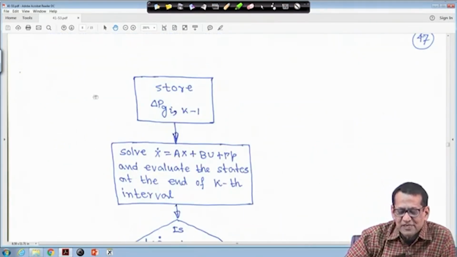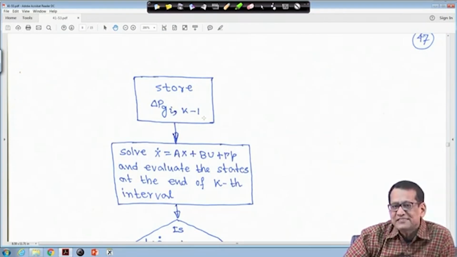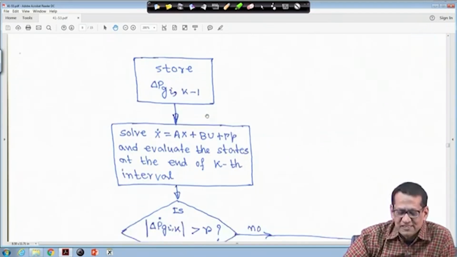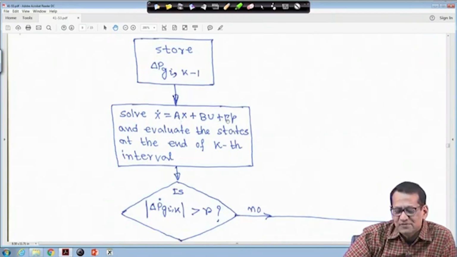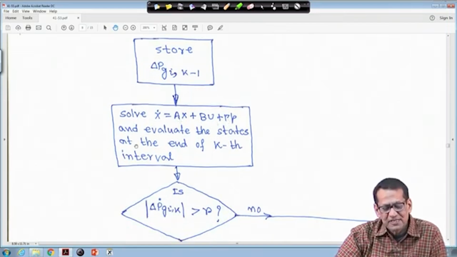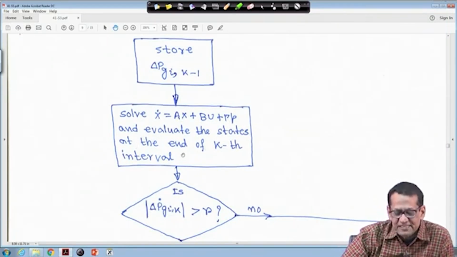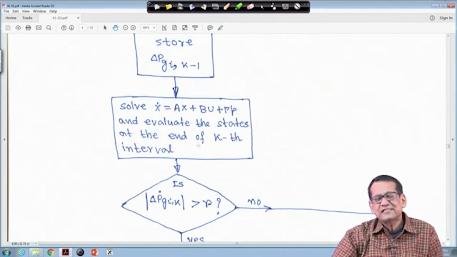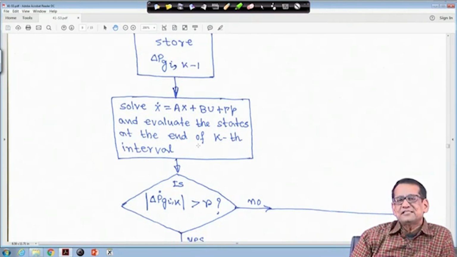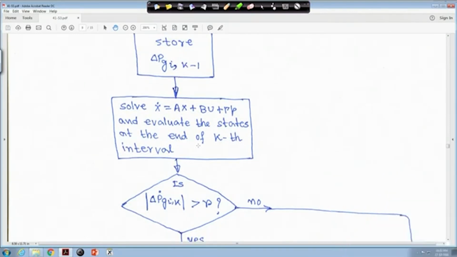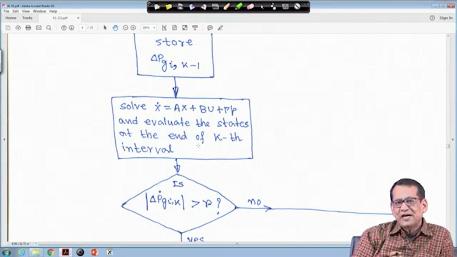Now this is the flow chart. First is store delta Pgi k minus 1. So, at every sampling instant you have to store this value when you write the code. Next, solve x dot is equal to x plus b plus gamma p and evaluate your states at the end of kth interval. Nowadays you have a MATLAB simulation where you are just putting all these things. But if you write your own code, this generation rate you have to consider separately.